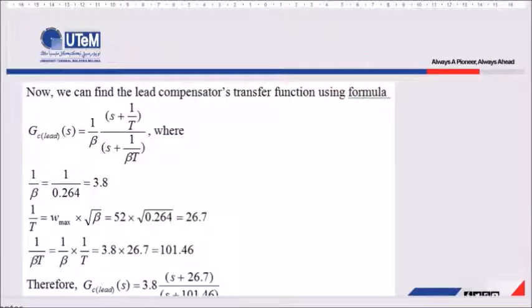Okay, now we can find the lead compensator transfer function using the formula Gc lead of s equal to 1 over beta times (s plus 1 over T). This is the component for the zeros of this lead compensator, divided by this denominator, which is s plus 1 over beta T. This refers to the poles of the compensator, where 1 over beta, because we already calculated the value for beta, we just use this formula to get this 1 over beta.